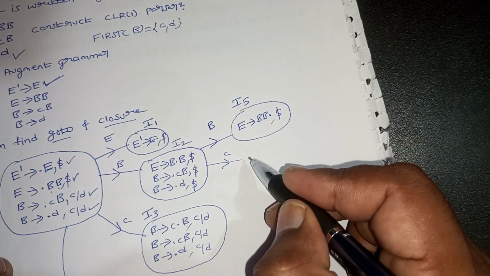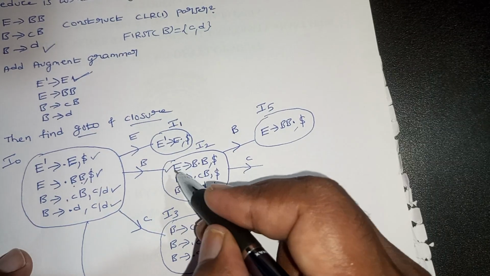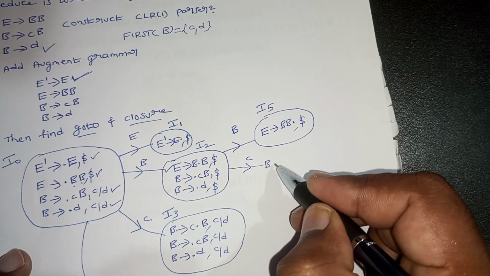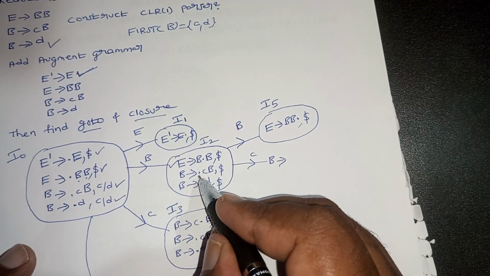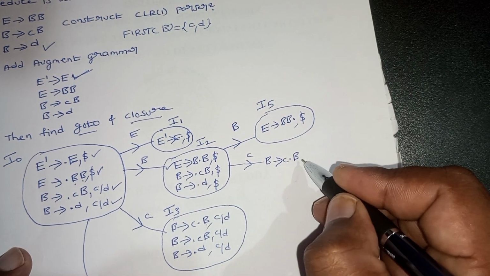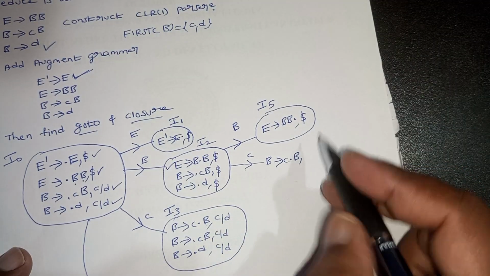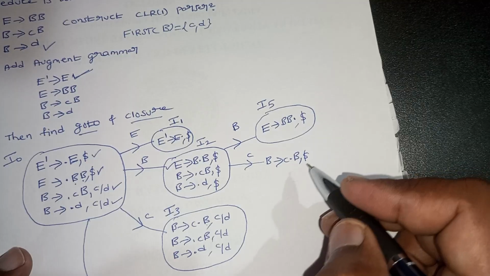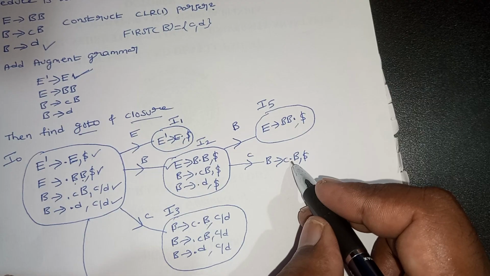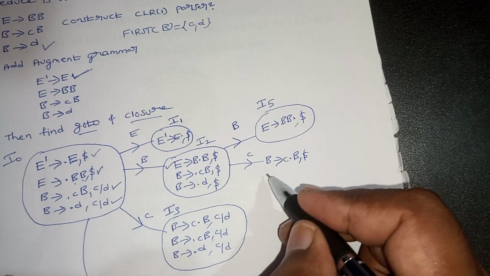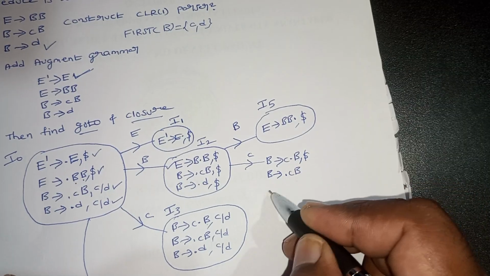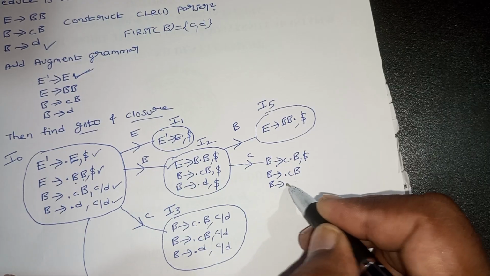Then in this I2, this is over. Now take the second one. B tends to, you move this dot to the right of small c. C dot capital B, you carry this dollar here also. Now what I have to do is add the rules of B. Why? Because there is a dot to the left of capital B. So B tends to small c capital B, B tends to dot D.